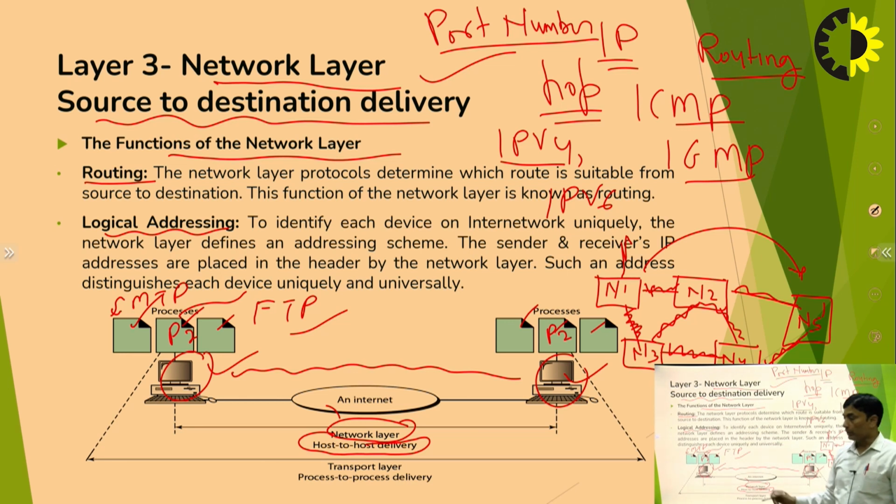So that defines that a transmission from one port, suppose port 5, is received by the receiver at the same port, port 5. This is known as process to process delivery. Here we can see that the transport layer ensures process to process delivery. Within a system a number of processes are running, so the processes engaged in the same communication send and receive the data.